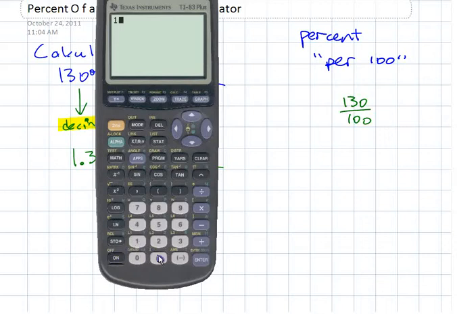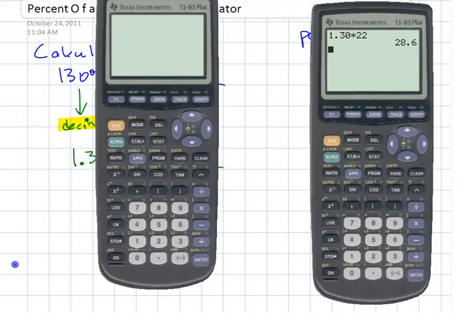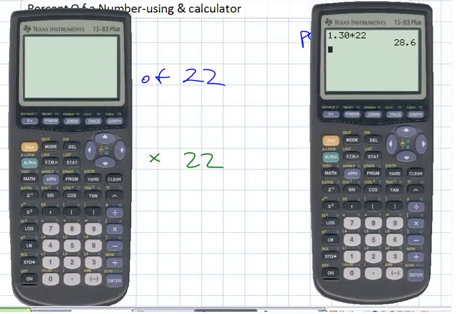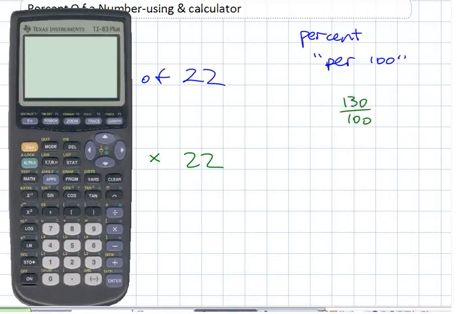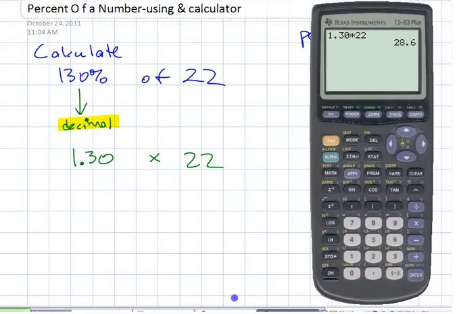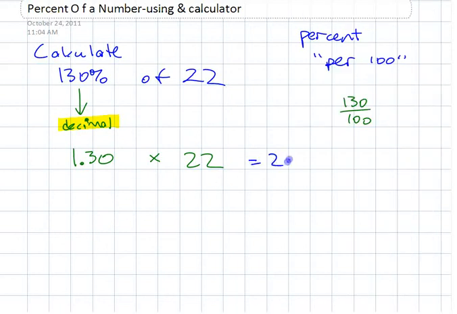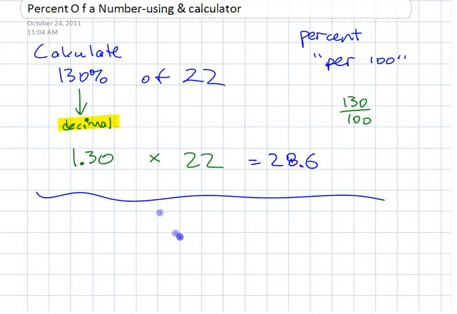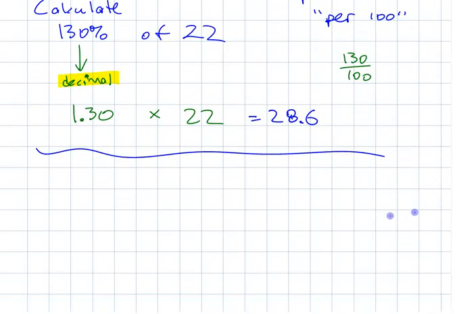Okay, so if we want to figure this out, 1.3, again, you don't need to put the 0. Putting a 0 after it doesn't matter. Times 22, and there you have it, 28.6, that was the answer that we had. If I want to know that you know how to do this, you need to show me a statement like this using decimals. It's easier because all you need to be able to do is use the calculator and change things to a decimal.